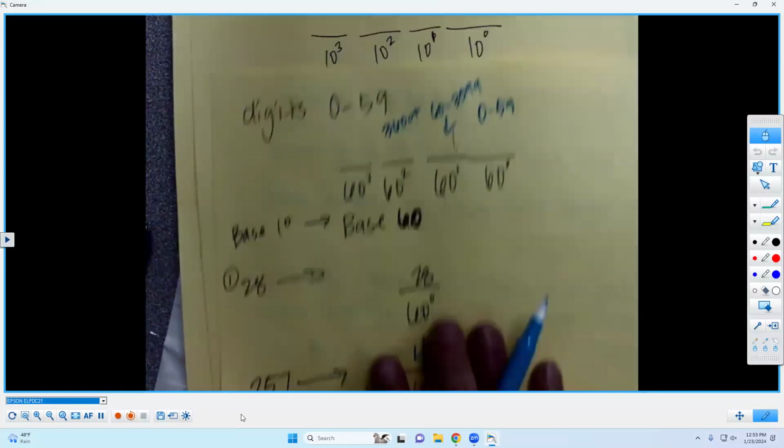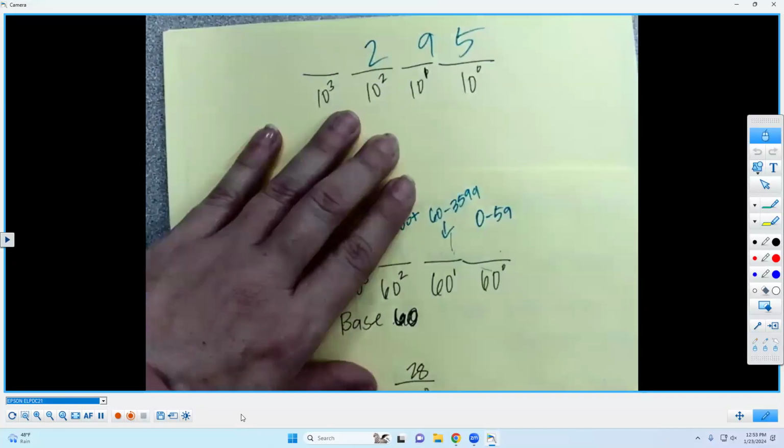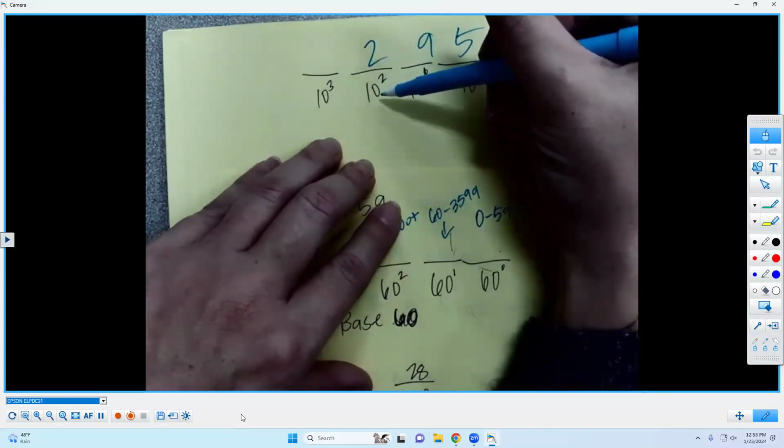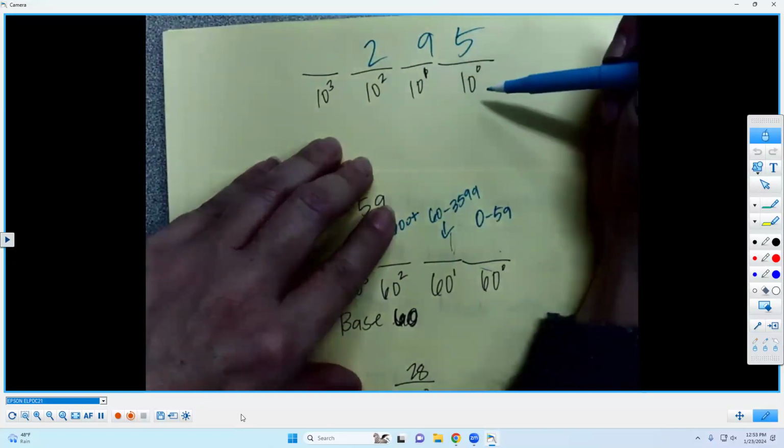Okay, so back to our place value system, the number 295 is 2 times 100 plus 9 times 10 plus 5 times 1.